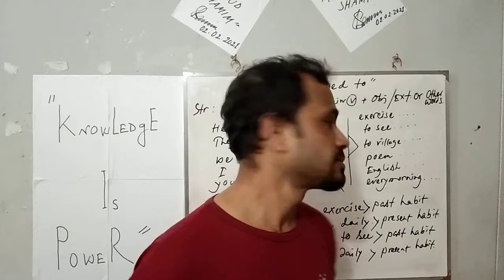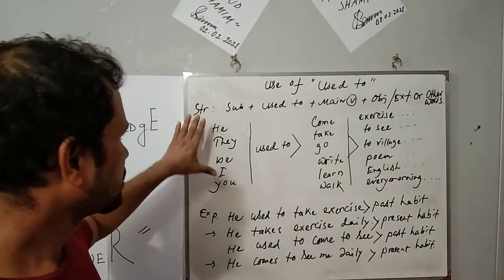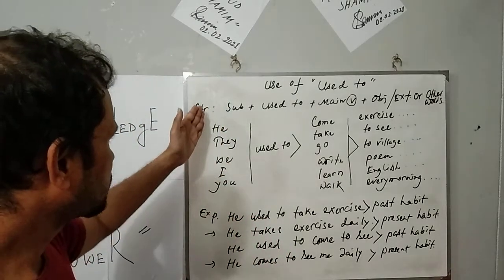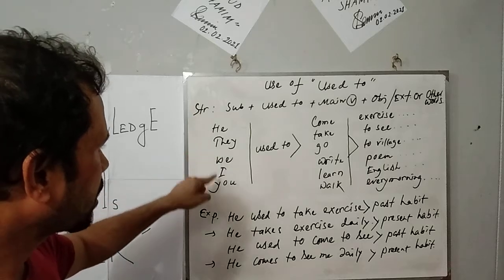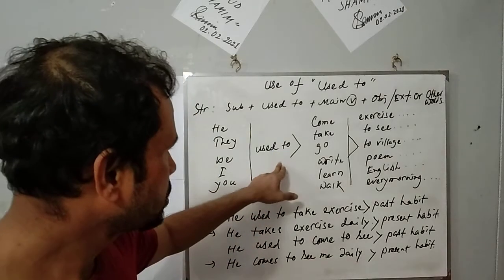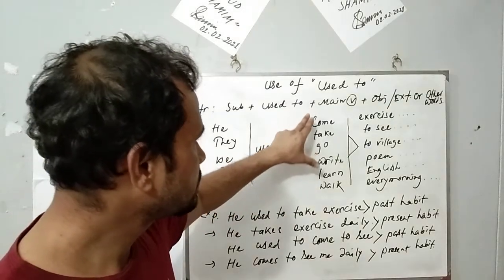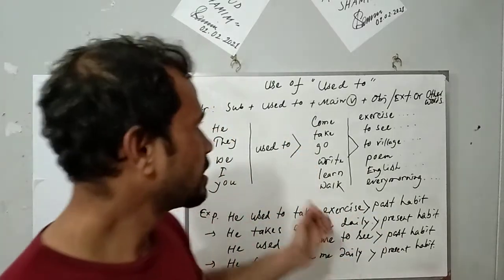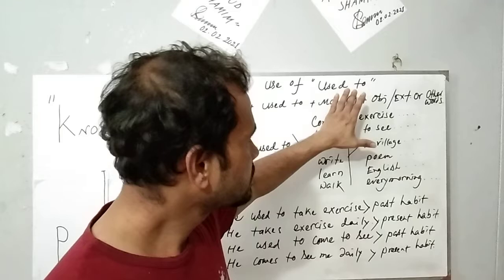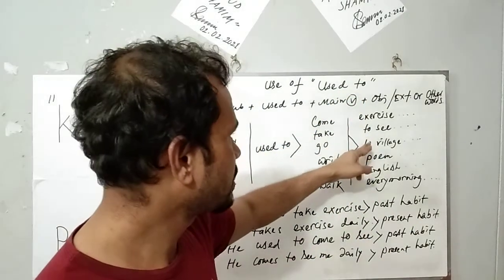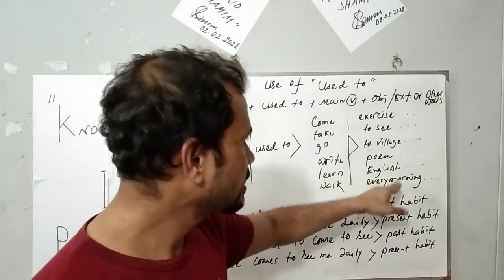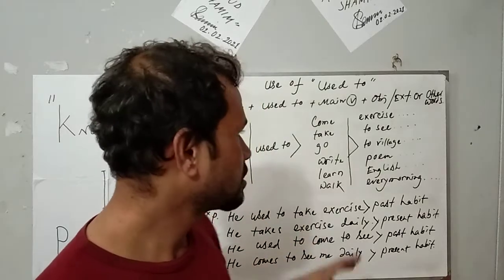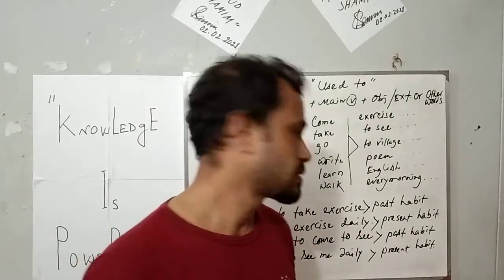Okay, let's get started. Here you see I write one pattern so that you can understand properly. Here you see the subject pattern: he, they, we, I, and you, and you see used to in the middle, and after that you see some verb patterns: come, take, go, write, learn, and walk. And you see some object or extension, other words like exercise, to see, to village, poem, English, every morning. So to understand properly, let's see some sentences.